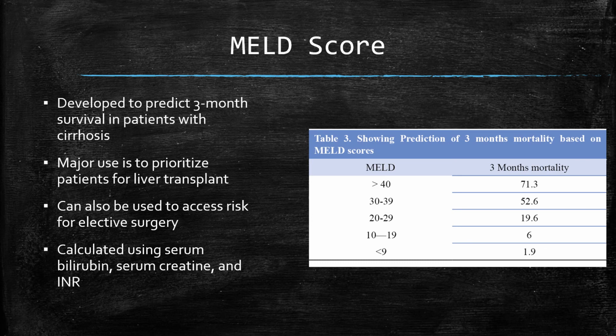In addition to its role in ranking patients on a liver transplant list, the MELD score can also be used to assess risk for elective general surgery, just like the Child score. As you can see from this chart, anything with a MELD score greater than 20 is a prohibitively high risk.